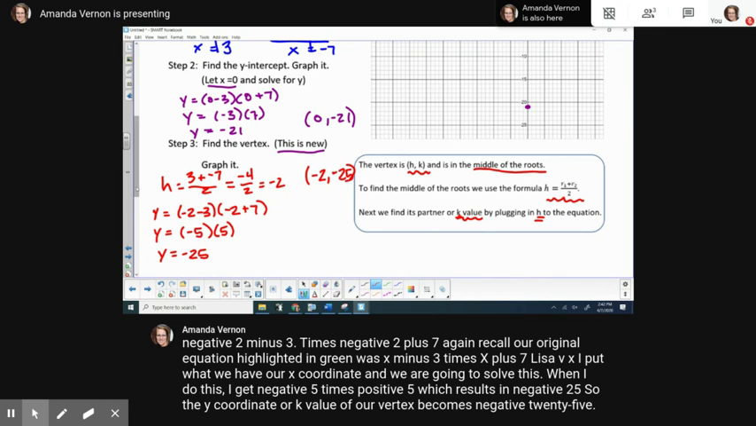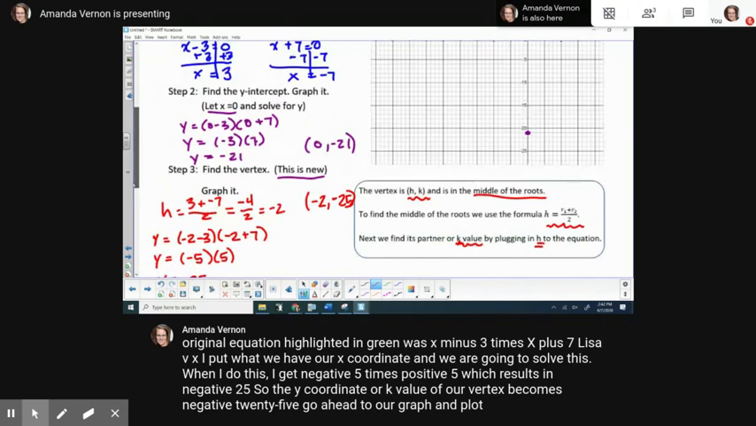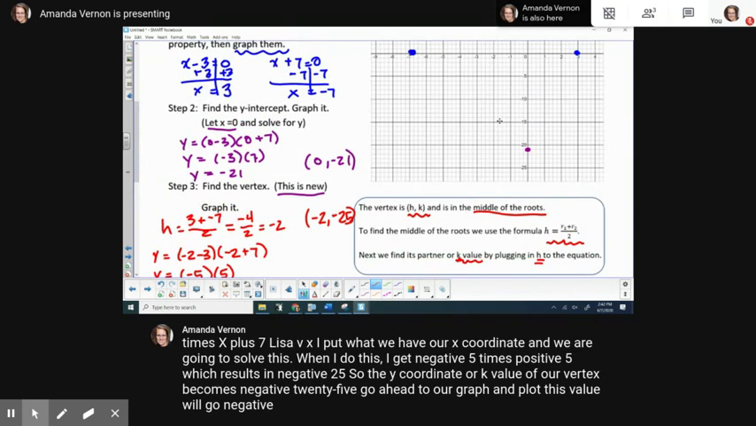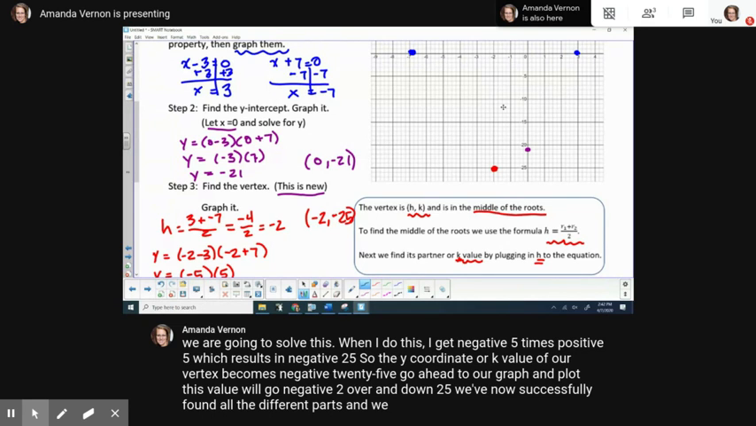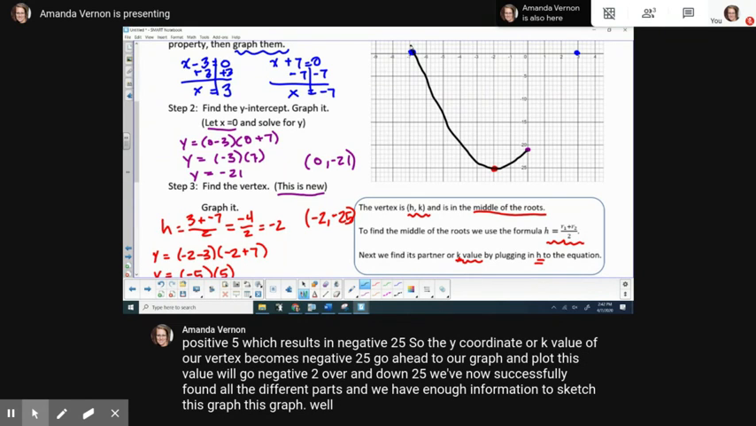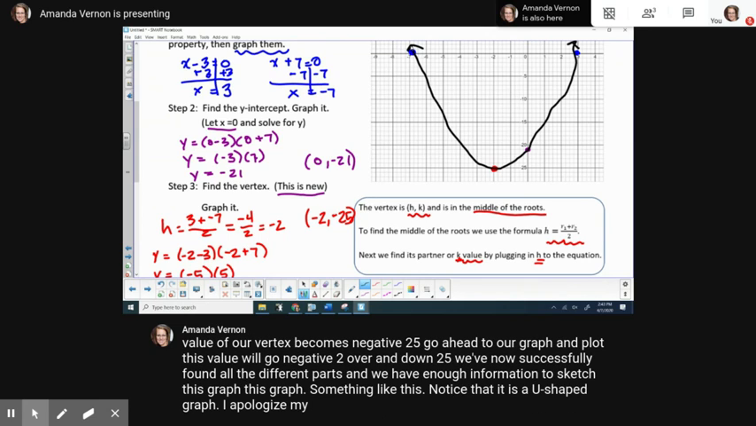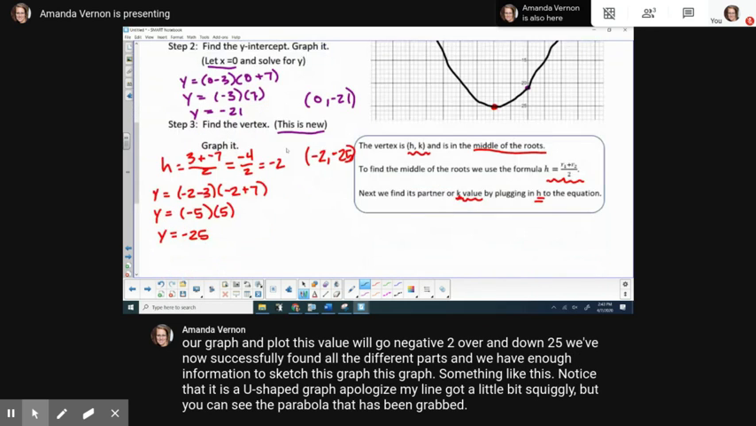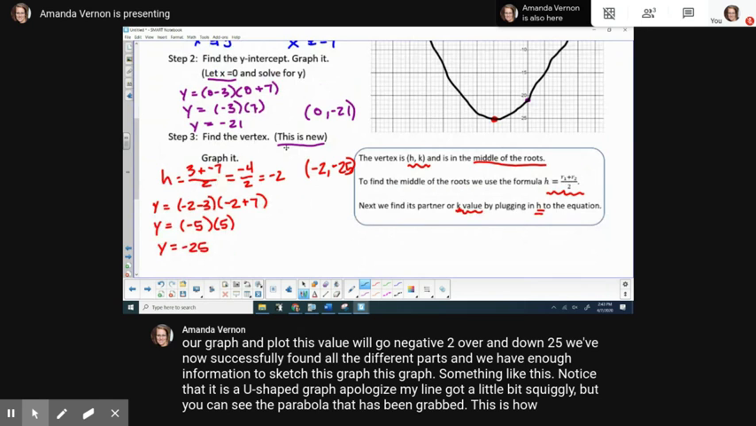Let's go to our graph and plot this value. We'll go negative 2 over and down 25. We've now successfully found all the different parts, and we have enough information to sketch this graph. This graph will look something like this. Notice that it is a U-shaped graph. I apologize, my line got a little bit squiggly, but you can see the parabola that has been graphed. This is how we graph this equation.